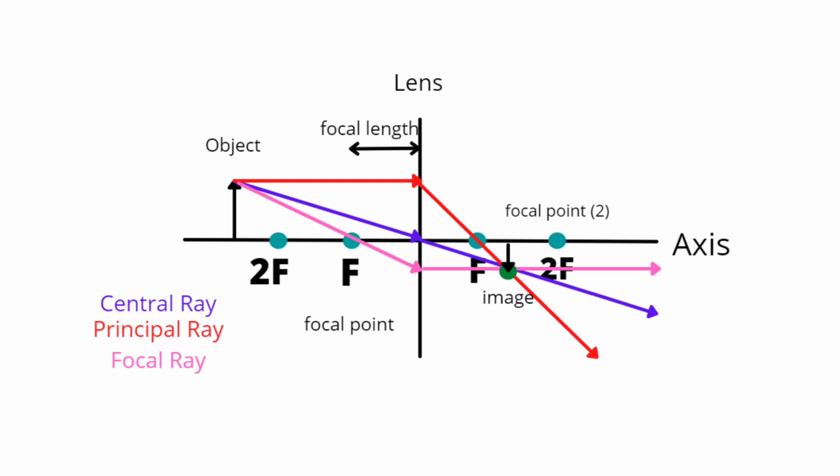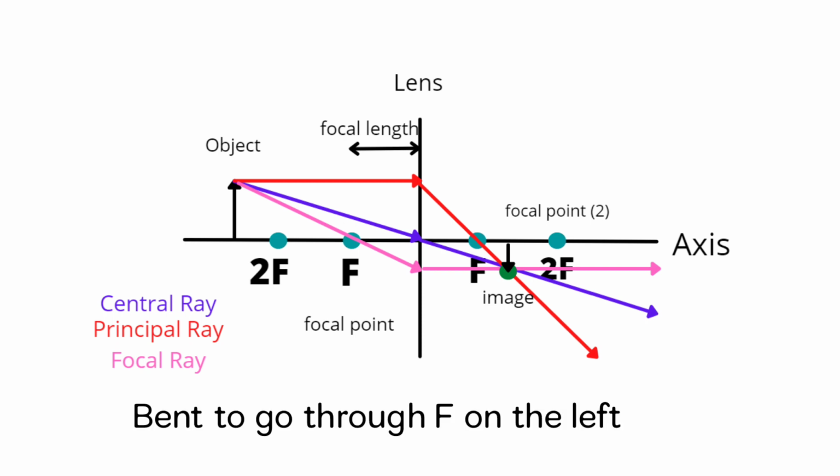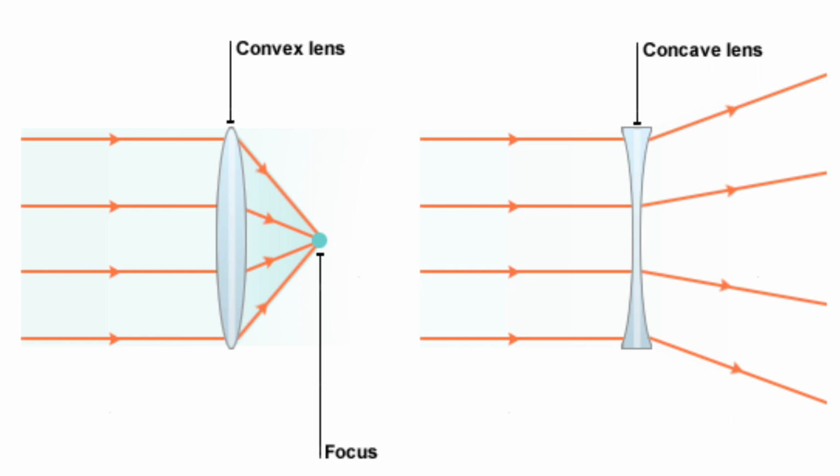Lastly is the focal ray, which when observed is like the opposite of the parallel ray. It is bent going to the lens focal length on the left side and becomes parallel with the central axis after interacting with the lens. But as the lens changes, the direction from which the parallel ray and focal ray go may change.